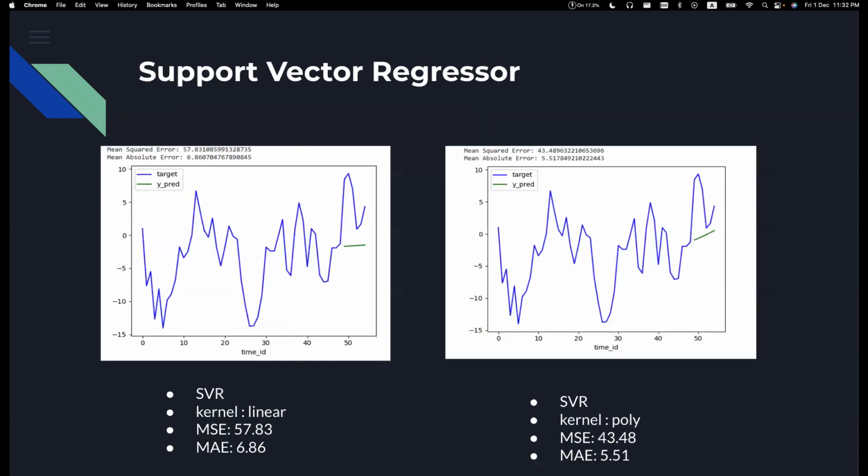So in the last, we have used a support vector regressor. We have implemented it using different kernels. The one on the left is with the linear kernel. It didn't fit well compared to the polynomial kernel, where the MSE has decreased significantly. We also performed some hyperparameter tuning and found out that the polynomial kernel gives the best results. Next.